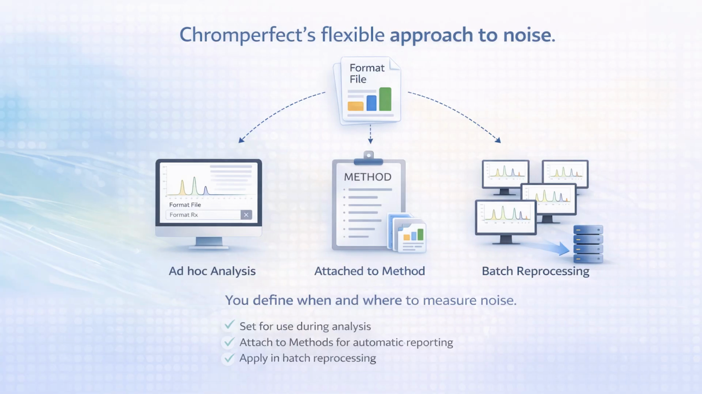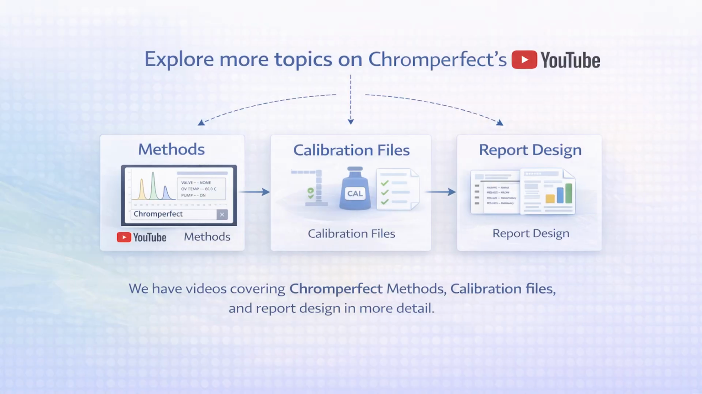The same format file can be used ad hoc during analysis, attached to a method for automatic reporting, or applied in batch reprocessing to generate noise measurements across multiple runs. Chromperfect's approach avoids hard-coded assumptions about what noise means, and instead gives you full control over how and where it's measured. If you'd like to explore related topics, we also have videos covering Chromperfect methods, calibration files, and report design in more detail.